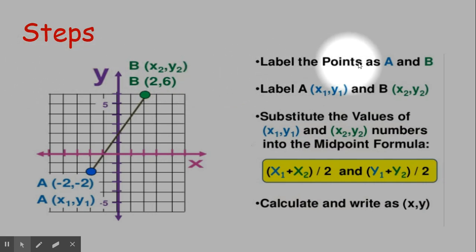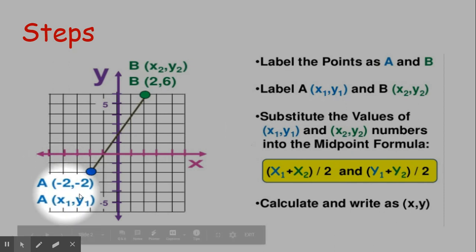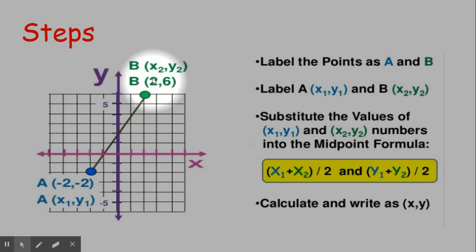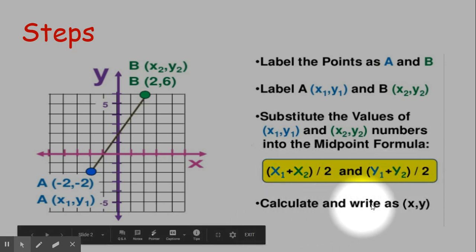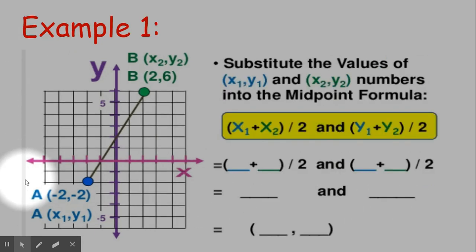We're going to label point A and B, and label A x1, y1. It's done for you here. And B, you're going to label it x2, y2, and then substitute the values of those into the formula here, and then calculate it and write what your x and y are, and that's your midpoint. So let's look at how we do that.